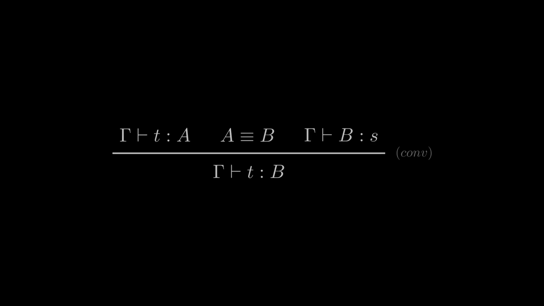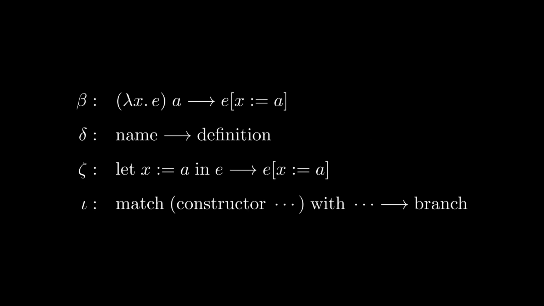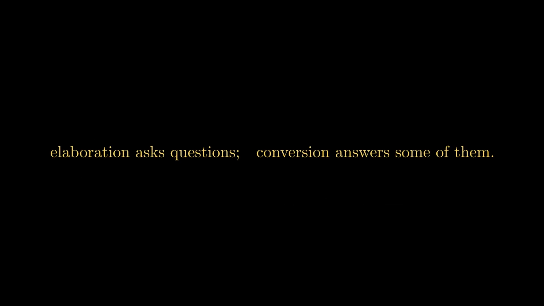The computation rules are the familiar ones. Beta applies functions. Delta unfolds transparent definitions. Zeta opens let. Iota computes eliminators on known constructors. Conversion is the part of type checking that runs computation while comparing types. Elaboration uses it whenever the types only match after reducing a definition, a function application, a let, or a match.